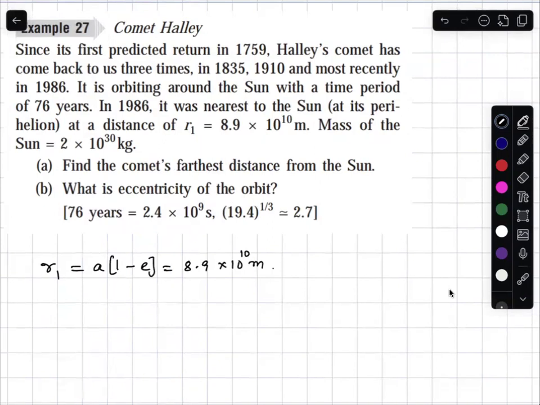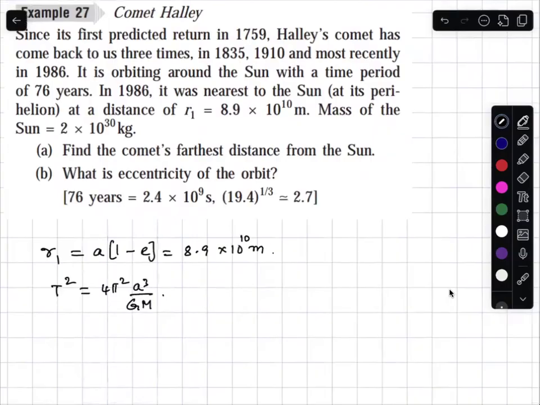Agreed? And they have given the time period, don't forget. But we know the time period relation: T square is equal to 4 pi square A cube by G capital M. T square is proportional to A cube. Now tell me what data I have. I have the time period given, the mass of the sun given, and G I know. With this I can get A. So A is (G capital M T square by 4 pi square) whole to the power of 1 by 3.